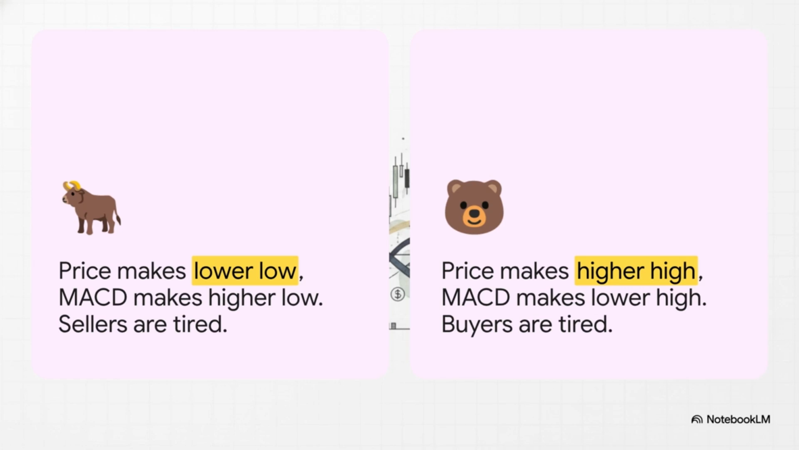On the flip side, a bearish divergence happens in an uptrend. The price pushes up to a higher high, but the MACD makes a lower high. The buyers are totally gassed out, they're losing strength, and sellers are ready to take control. This divergence right here, that's your early warning radar.